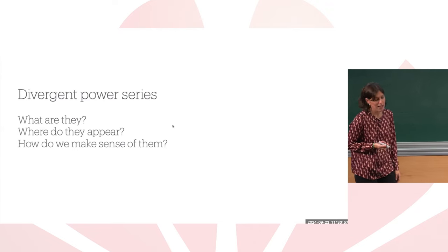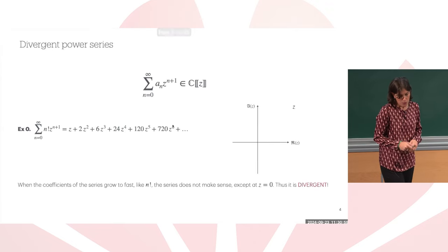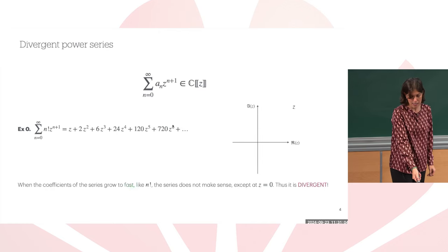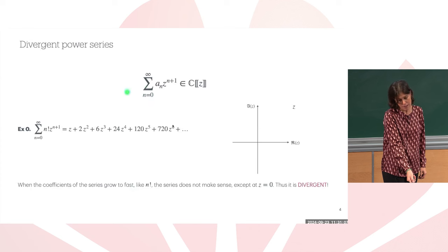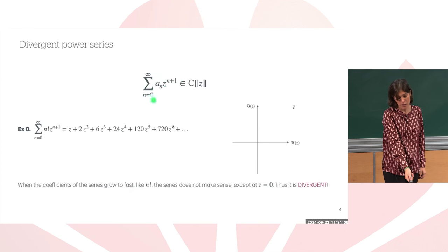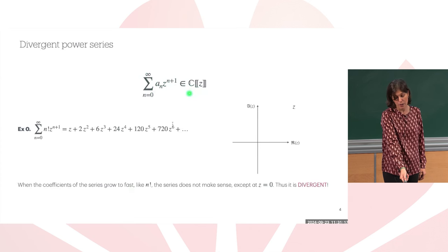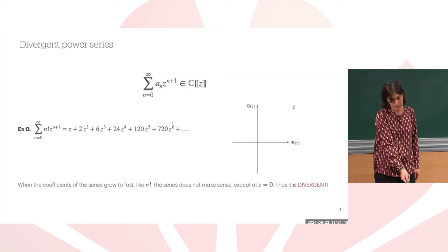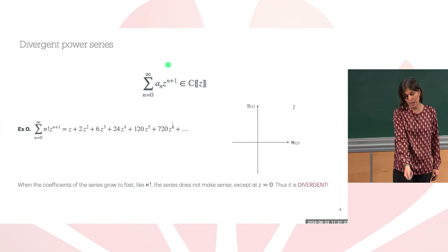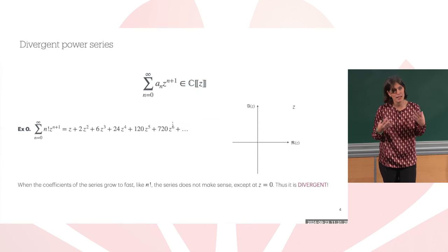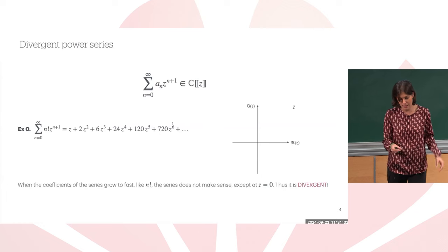Okay, so what are divergent power series? We will be working in the complex plane, and divergent power series are infinite sums, so expressions of this form, where these a_n are coefficients, which are complex numbers, and z is a variable. In particular, I will always denote a series of this form as an element of C with this double bracket. Every time you see this double bracket, it really means a formal expression, this infinite series.